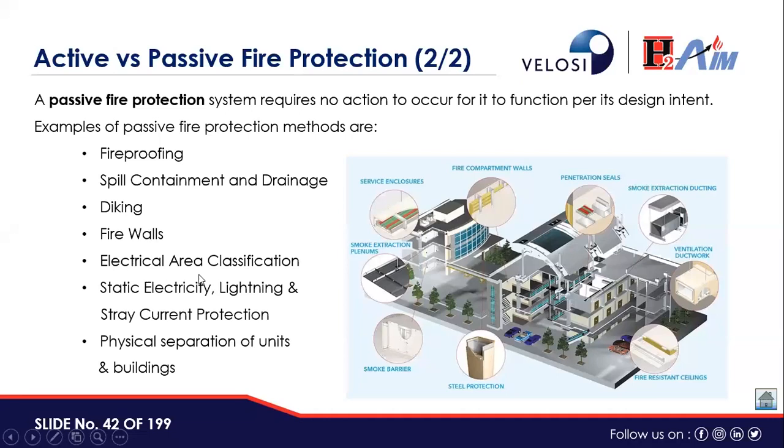Then, to prevent ignition sources in hazard areas, the hazard area classification process is done. All electrical equipment and instrumentation equipment are installed in a way that they are explosion proof as per IP requirement or ATEX requirement. Then prevention of static electricity, lightning protection and stray current protection. Then physical separation of units and buildings, and safe distances from various installations.